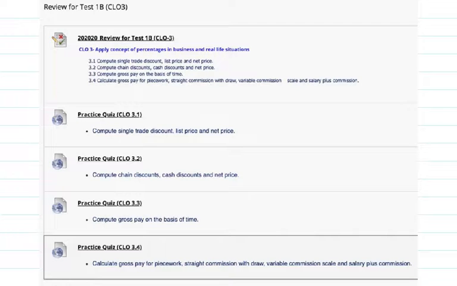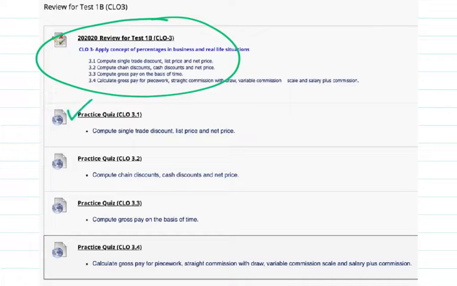Okay, so that's the end of these review problems from this assignment, but please practice more. If you do all these practice quizzes and you understand every problem, then you should do very well on the test. Good luck, everyone.